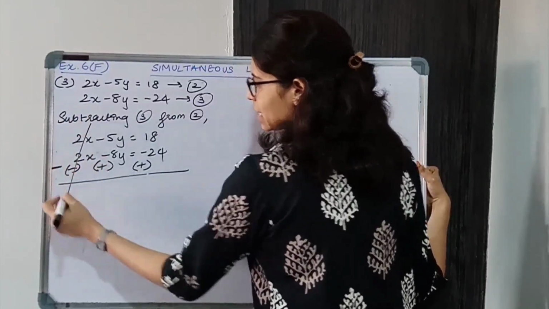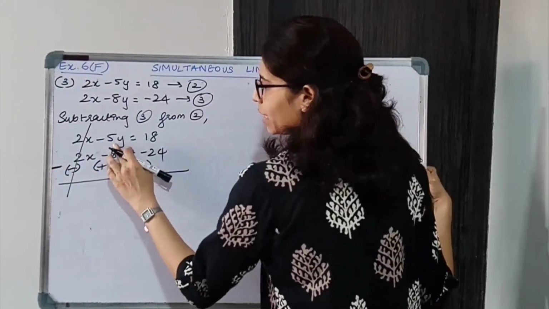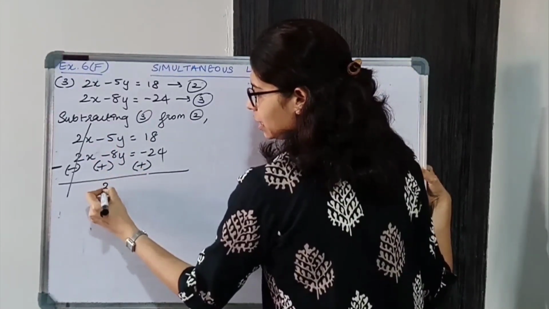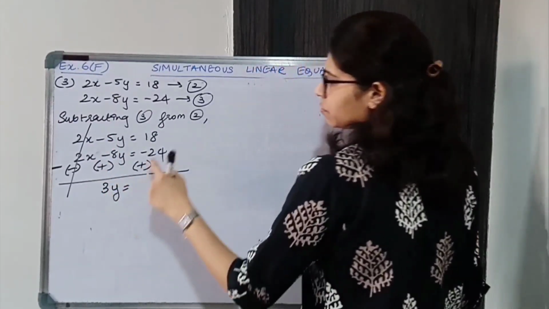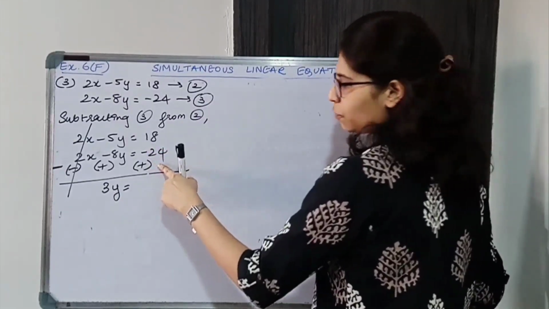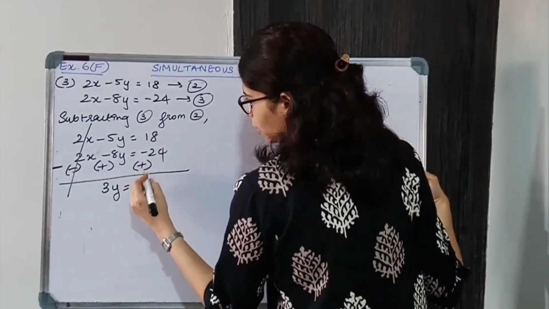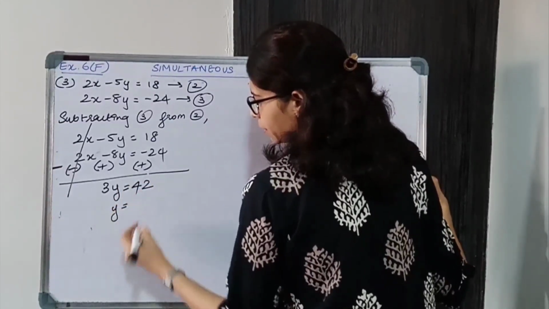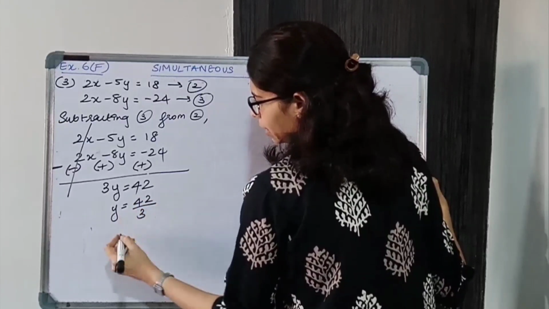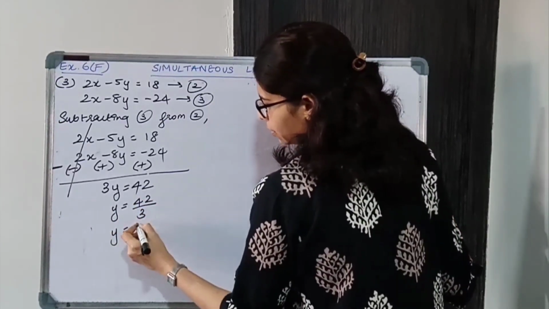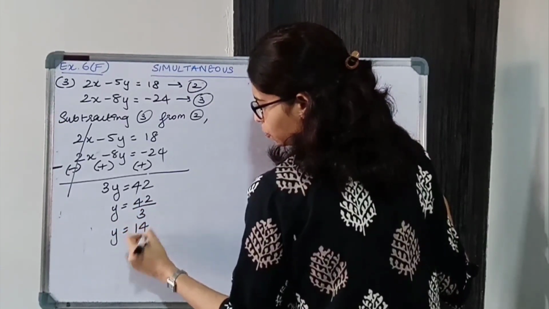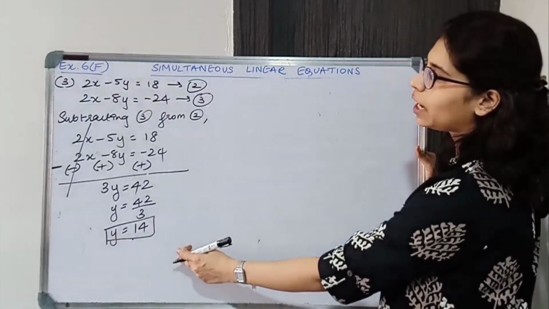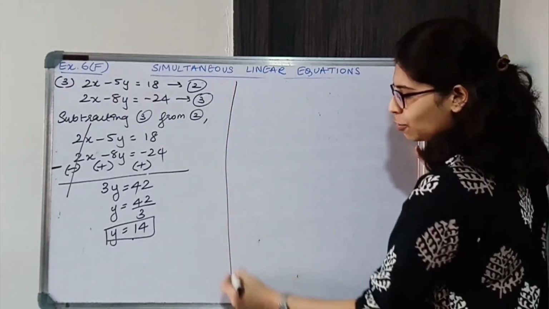2x minus 2x cancels out. Now minus 5 plus 8. So 8 minus 5, that gives 3y. Okay, and 18 plus 24. So that will give us 42, right? So 42 divided by 3, so that gives us 14, right? Let's substitute the value of y in 1, 2 or 3 to find the value of x.